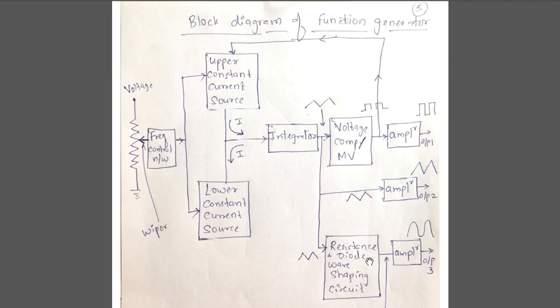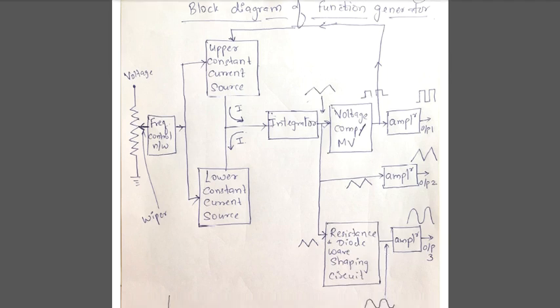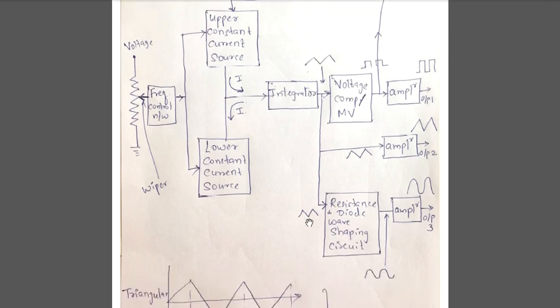It's a resistance and diode wave shaping circuit. I have already told you what this circuit consists of. It consists of resistances and diodes, and it shapes the triangular waveform to give at the output a sine waveform. So if the input is a triangular waveform, the output is a sine waveform which is lower in amplitude, hence it is given to an amplifier, and at the output of this I get an amplified sine waveform.